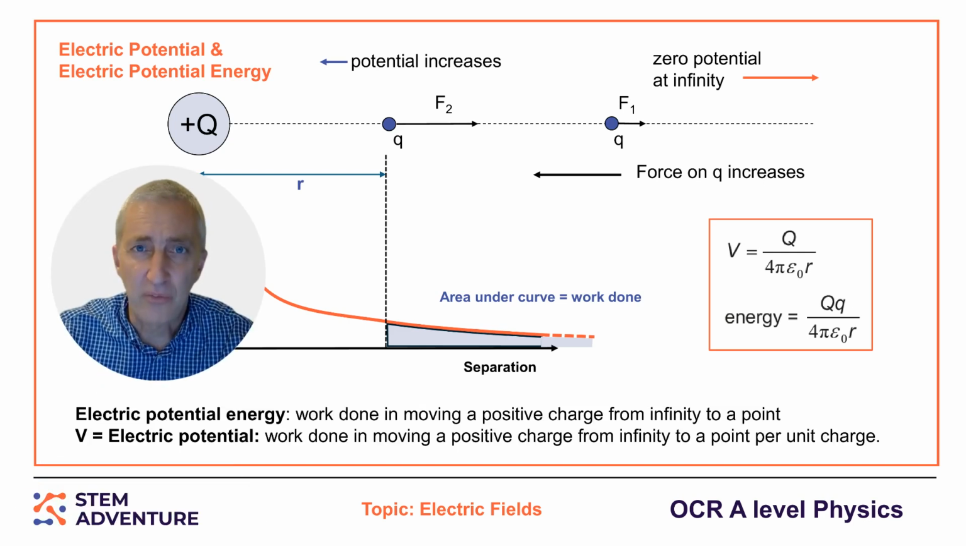We can then introduce our final term, which is the electric potential. This is the work done in moving a positive charge from infinity to a point per unit charge.